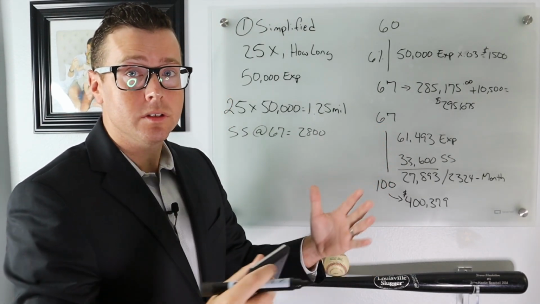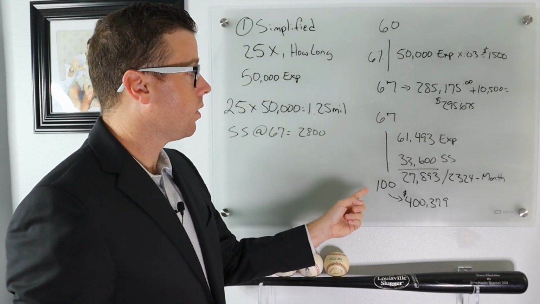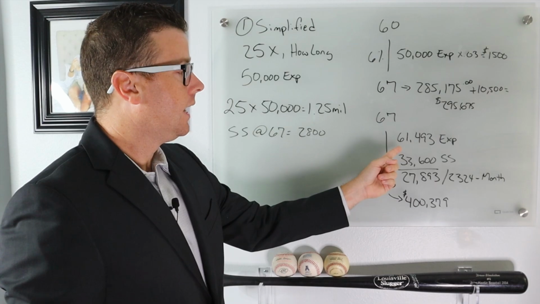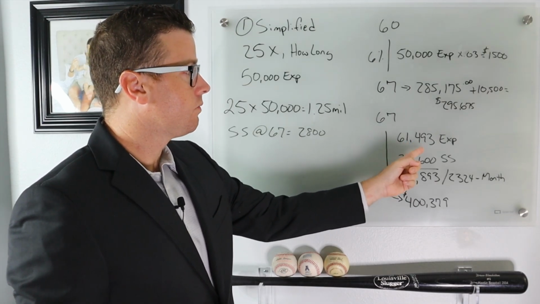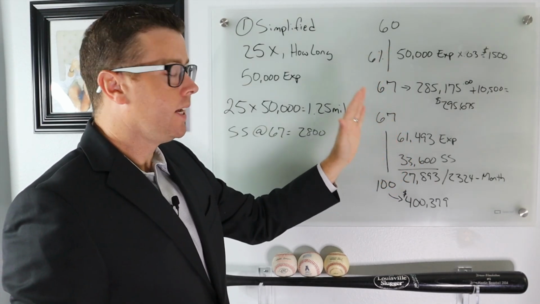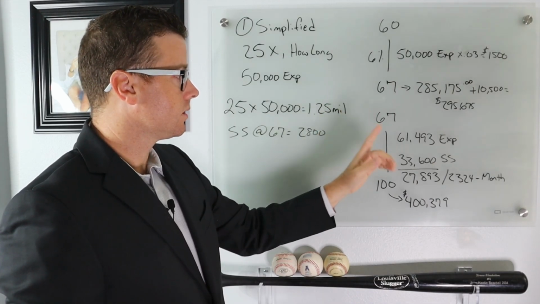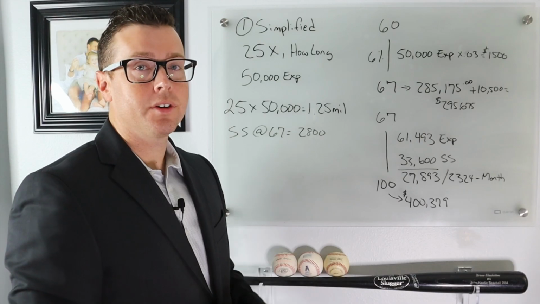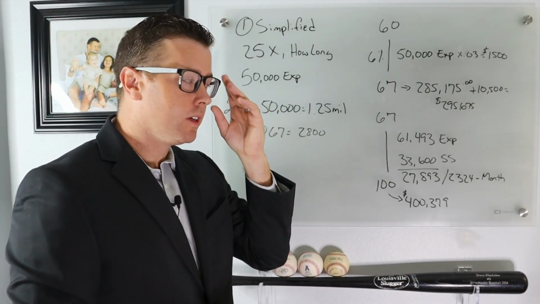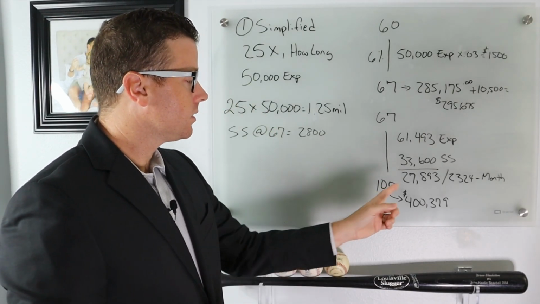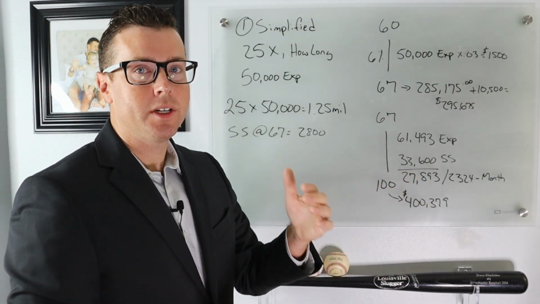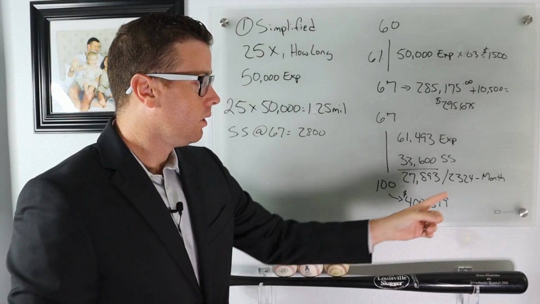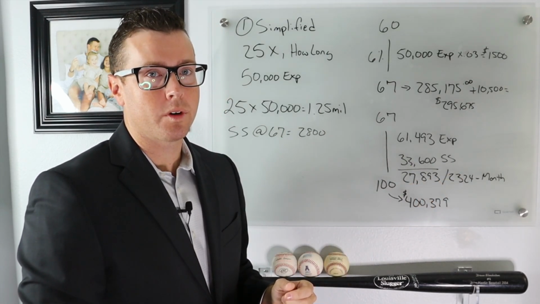So now let's do the same thing. We've got to go 67 to 100. So we've got to go a long time. Our expenses have inflated to $61,493. That's $50,000 inflated at 3% between 60 and 67. We're going to start taking Social Security. So $33,600 is going to be our annual Social Security. That means on an annual basis, $27,893 is going to have to come off of our retirement investing accounts, which comes to $2,324 per month.